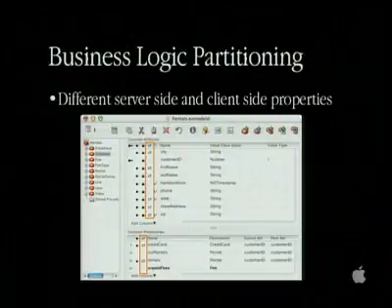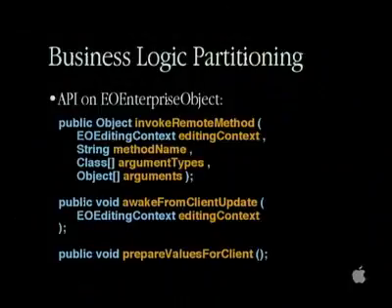And then also, if you deal with business logic partitioning, there's some API that's fairly important to you. There are three methods that you care about: invoke remote method, awake from client update, and prepare values for client. The first method is used on the client side, and the other two methods are used on the server side.